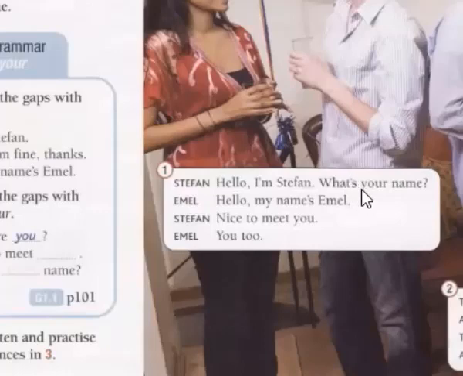Remember that in conversation, we use connected speech. We don't pronounce words individually. What's your name? No, we have to connect words together. So what's your name? What's your name? Good? Okay, so you can use this question to ask for the name of another person you're talking to.